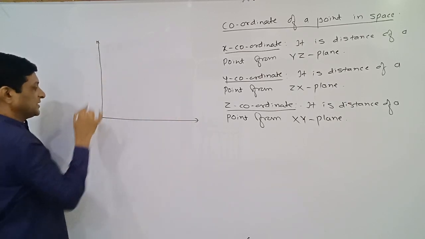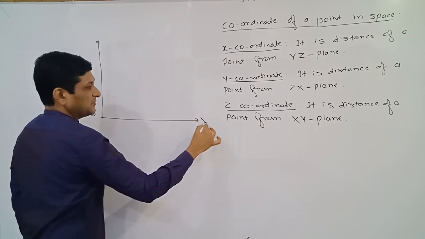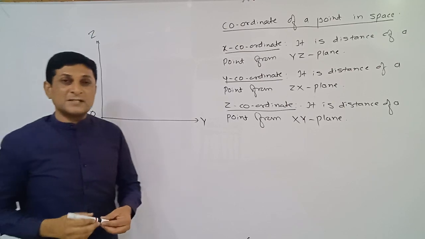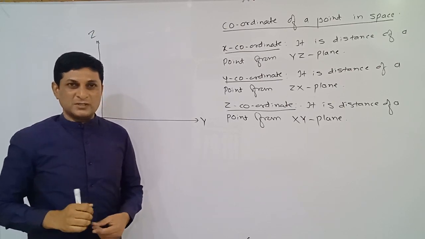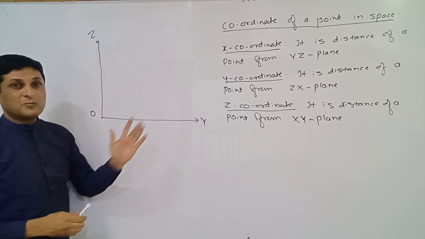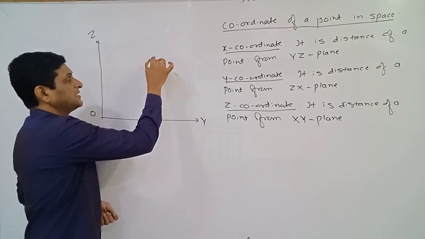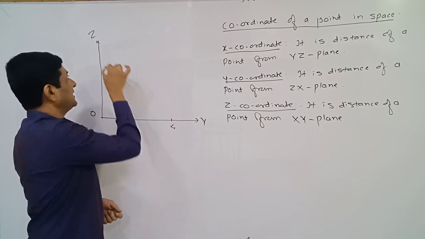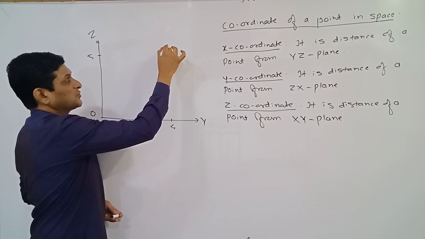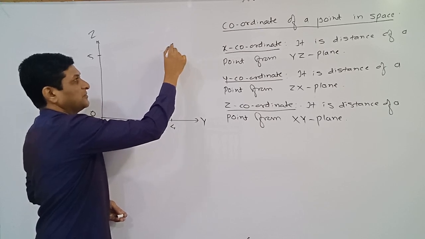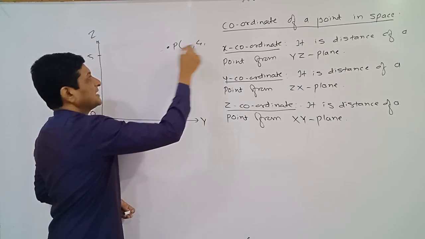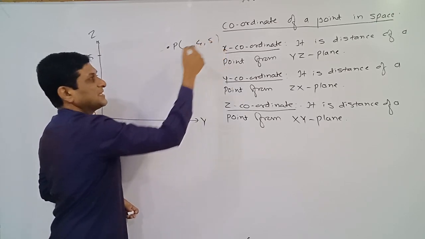Let this be the origin, this the y-axis and this the z-axis. We know that the axes are mutually perpendicular to each other. First we have considered only the YZ plane, and let there be one point. Let here 4 be and here 5 be, and one point is at this position whose coordinates are 4 and 5. The y coordinate is 4 and the z coordinate is 5, isn't it?